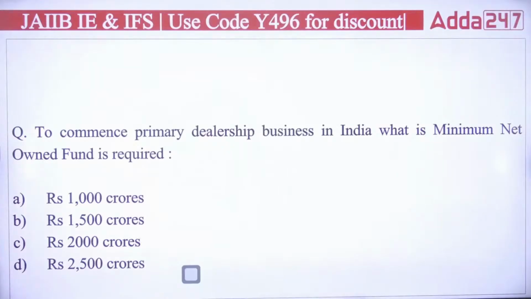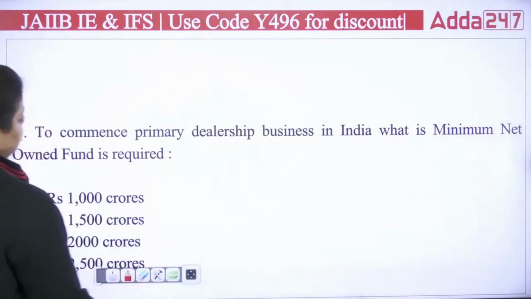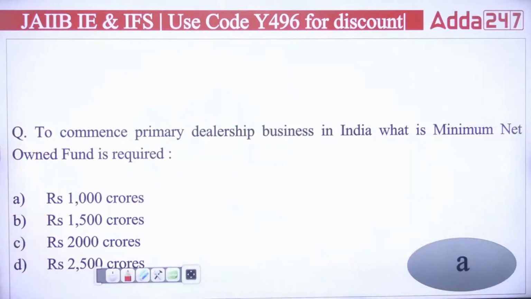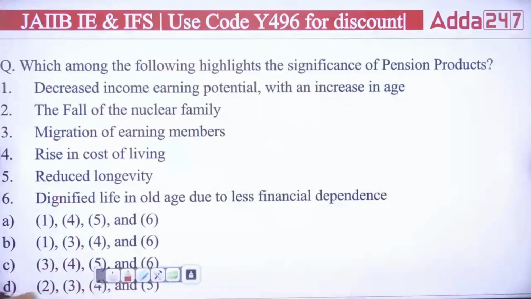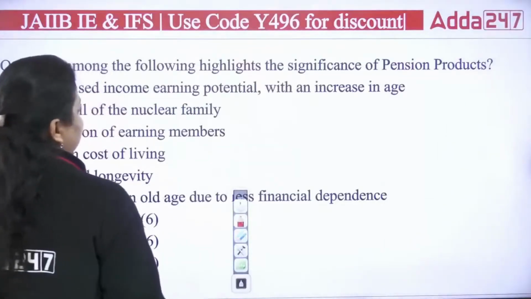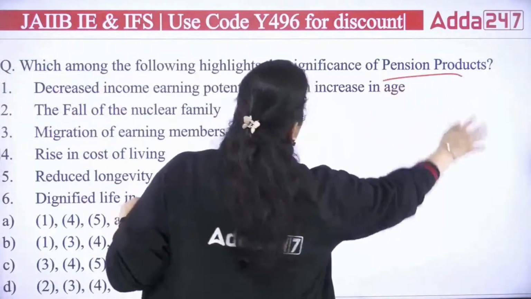Okay, so the right answer will be A, 1000 crore, correct. To commence the primary dealership business in India, what is the minimum owned fund? That is 1000 crore. Very good. Next question. Which among the following highlights the significance of pension products?